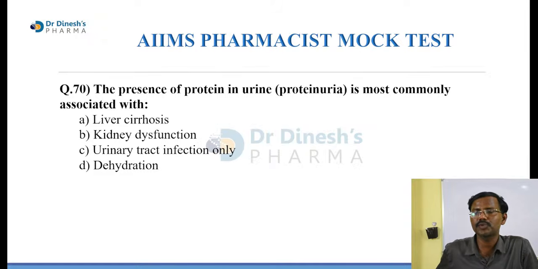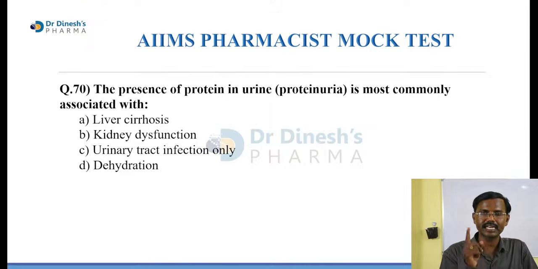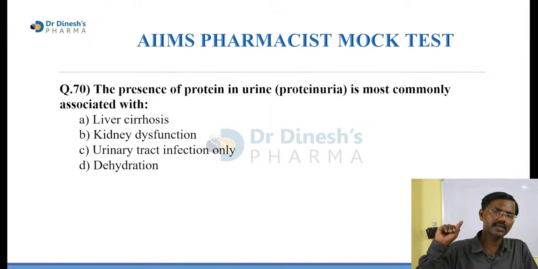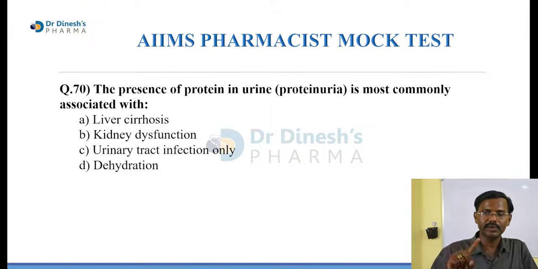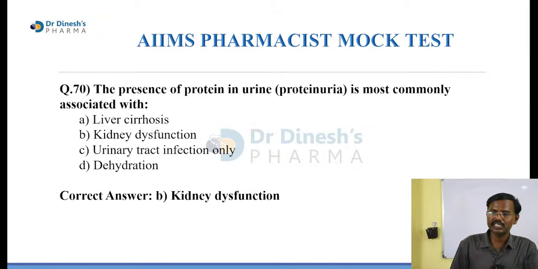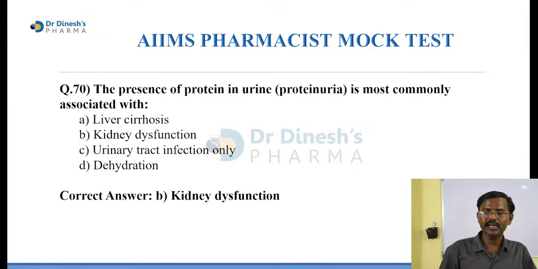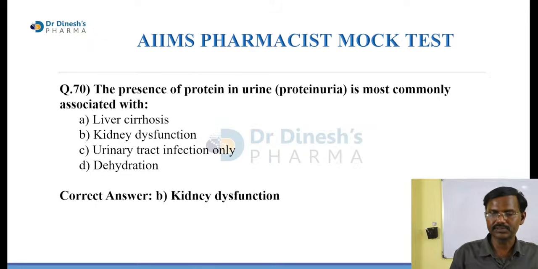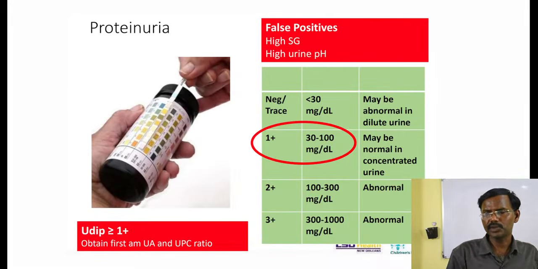Next, coming to the presence of protein in urine. A repeated question in the Telangana Pharmacist exam, Drug Inspector exam, AIIMS, RRB, and all the competitive exams. Hematuria or proteinuria: these two terms are very, very important, right? They are associated with liver cirrhosis, kidney dysfunction, UTI, and dehydration. Important is kidney dysfunction, right? Next. So these are the main proteinuria conditions.